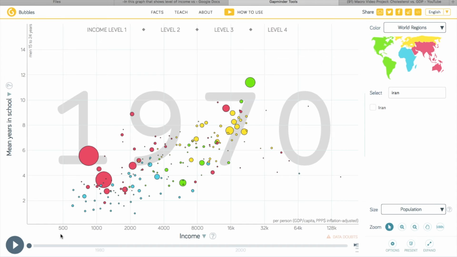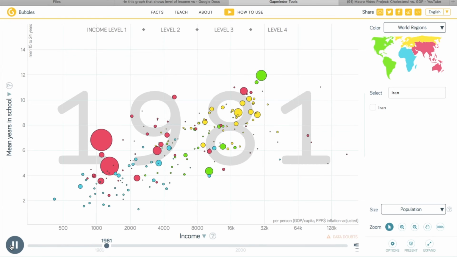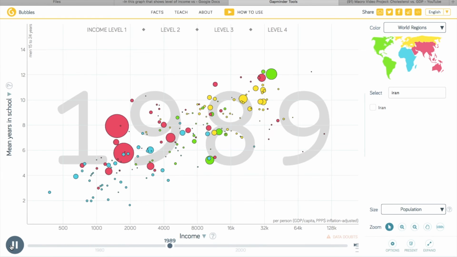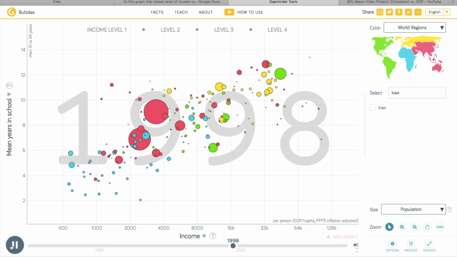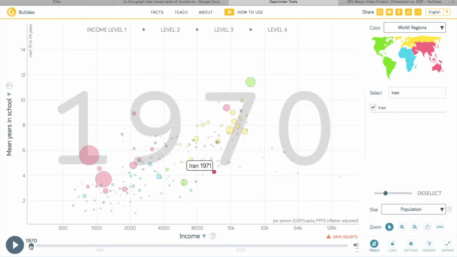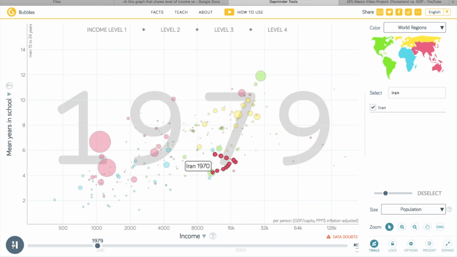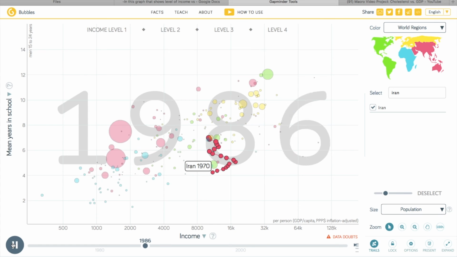Now we will show a graph that displays the mean number of years in school versus income. Similar to the previous graph, this graph that shows income level compared to mean years in school also shows a common positive trend of income and education increasing. And similar to the literacy and income graph, you still see education rising while the income is dropping in Iran.